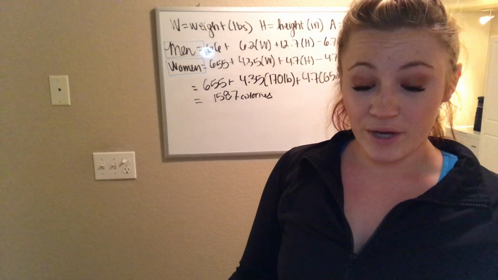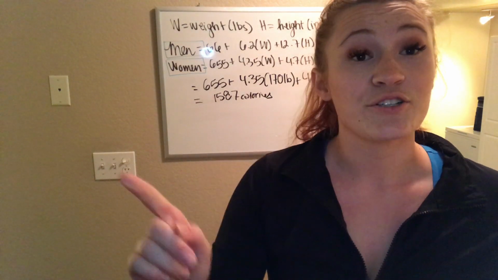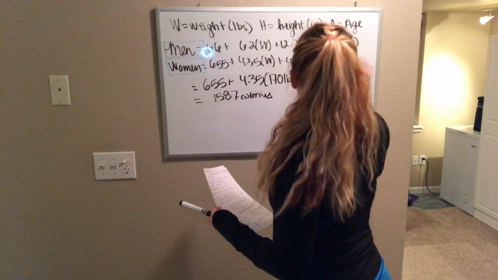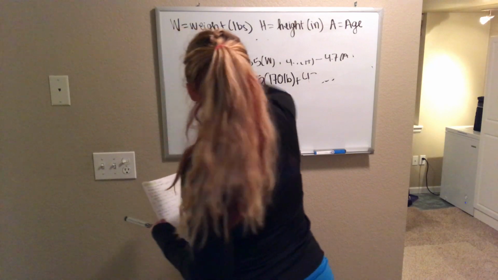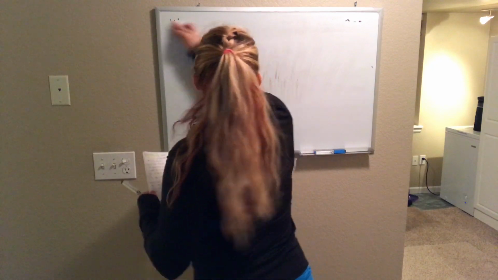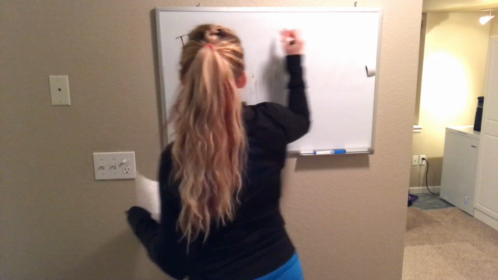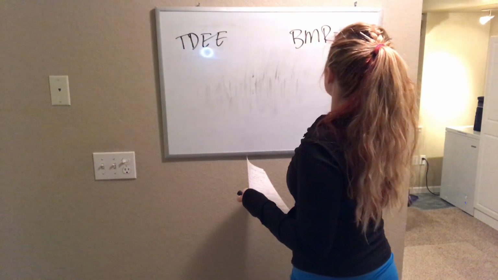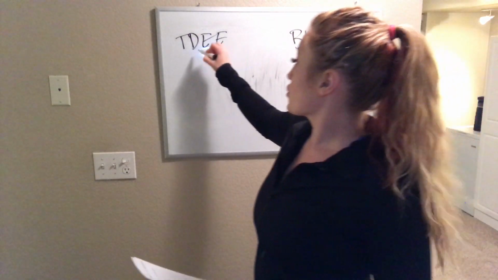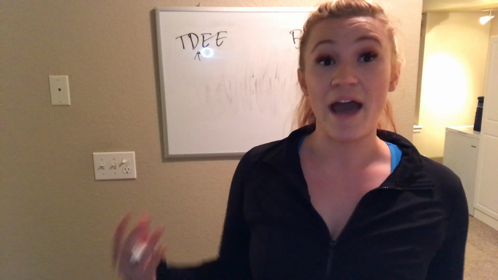So next what we're going to do is determine our total daily energy expenditure. This factors in your exercise and your daily activity. So we're going to erase this real quick. So, total daily energy expenditure. My basal metabolic rate is equal to 1,587. So to get your total daily energy expenditure, you have to assess how active you are.